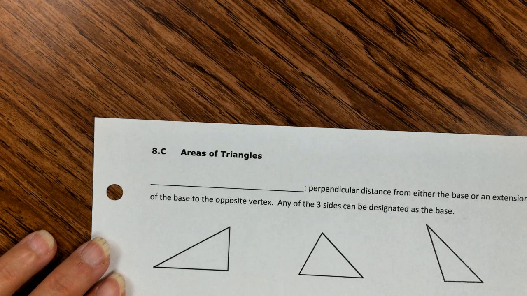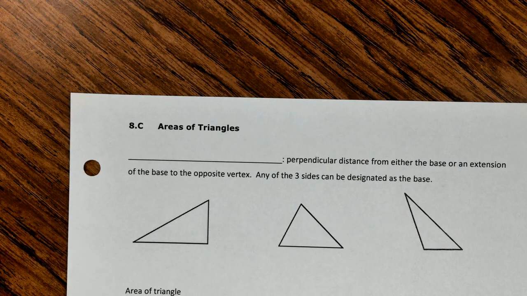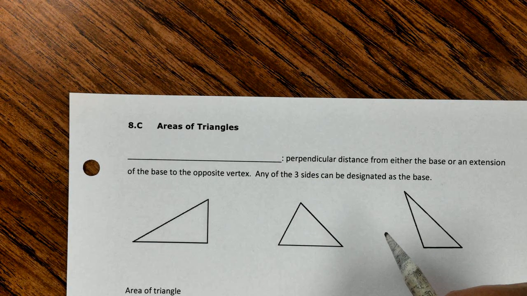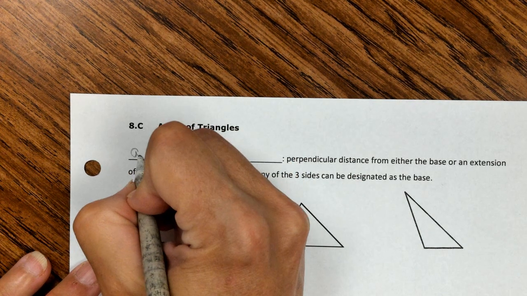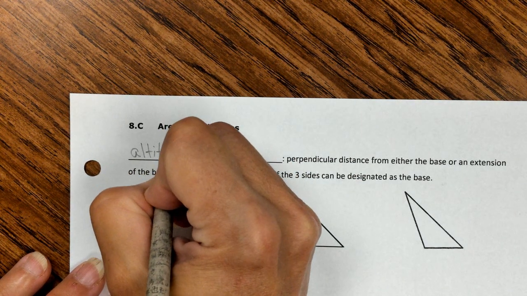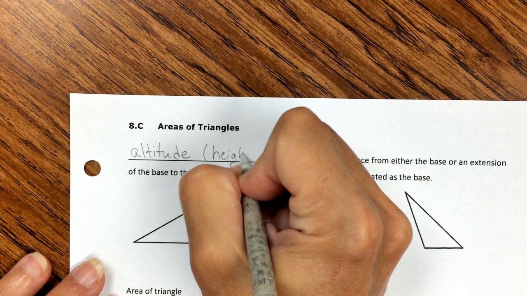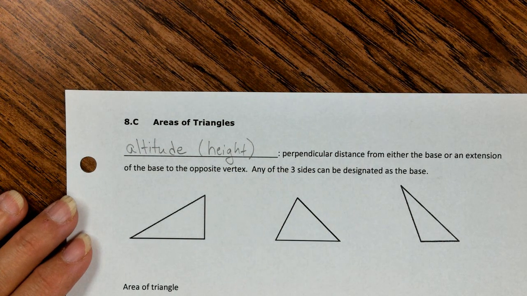This part is just about triangles. And this one should take care of questions I seem to get a lot. The perpendicular distance from either the base or an extension of the base to the opposite vertex, that is the height, but it's also the altitude. Often in your problems it'll mention altitude, and someone's often asking what that is. It's the height.